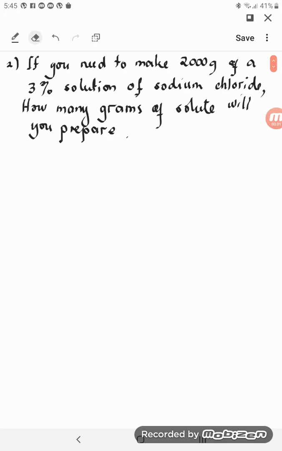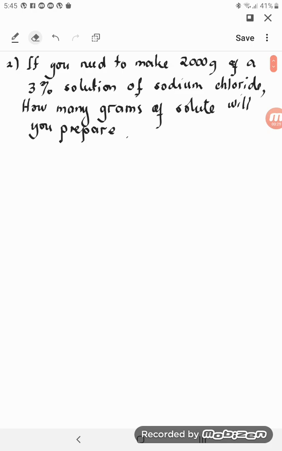Let us read the second problem. If you need to make 2,000 grams of a 3% solution of sodium chloride, how many grams of solute will you prepare? The second problem is asking you first to use your knowledge of mathematics. There is a need to rearrange the equation for percent by mass using basic algebra.